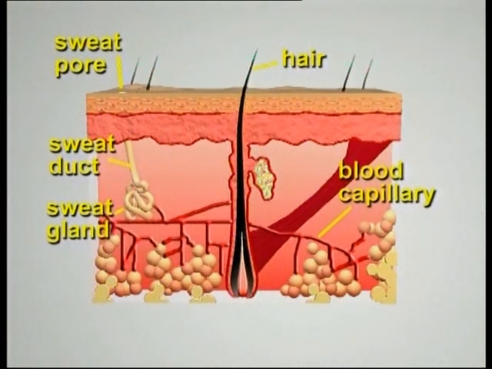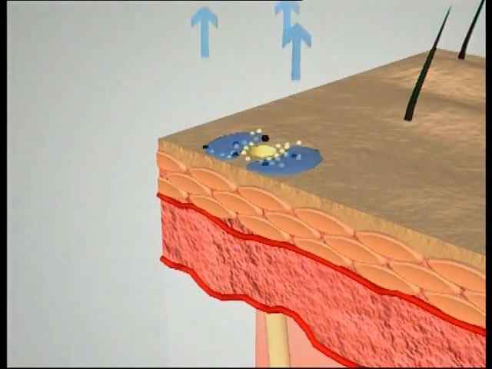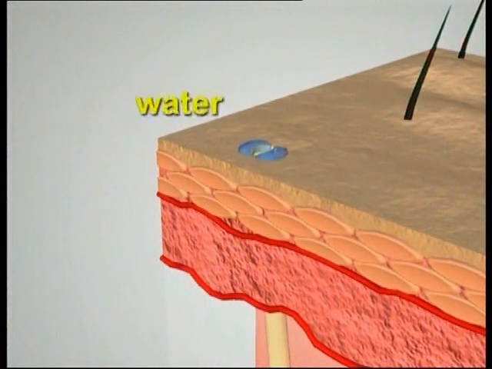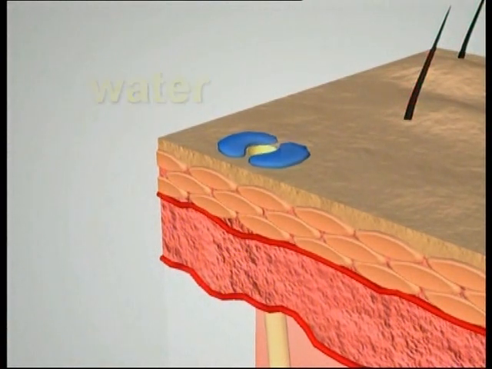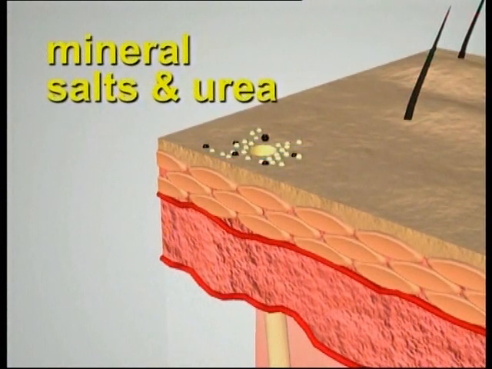Sweating helps the body to cool down and regulate body temperature. That's why you can see that during a hot sunny day, you tend to sweat a lot. The water will evaporate, but the mineral salts and urea will be left behind on your skin. Have you ever tasted your sweat? I'm sure you have. Do you know why your sweat tastes salty? This is because it contains water, mineral salts, and some urea.